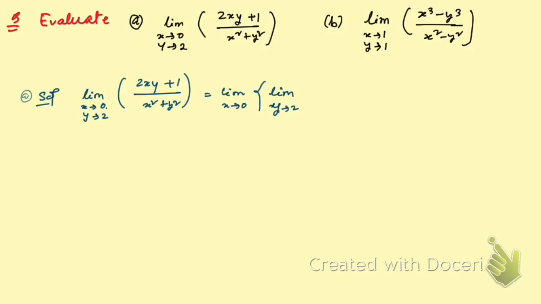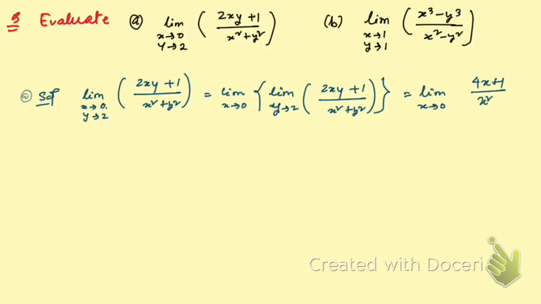Then the function, what is the given function? This is the given function. For y equal to 2, if the denominator is not equal to 0, then you can put the value of y here directly. So it becomes limit x tends to 0. On putting y equal to 2 here, what are we going to get? We get 4x plus 1 divided by x square plus 4. That's what we have got on putting y equal to 2, as y tends to 2.